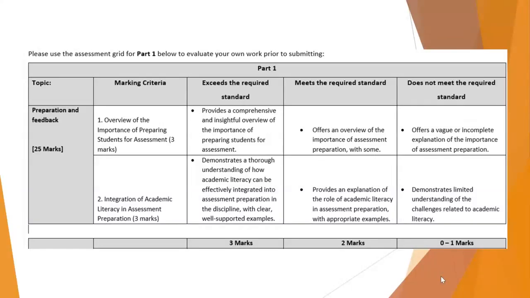I would structure that as you do a paragraph: define, explain, apply. So maybe try and follow that structure where you first say why it is important in your discipline, and then give an example of how it can be done in your discipline.